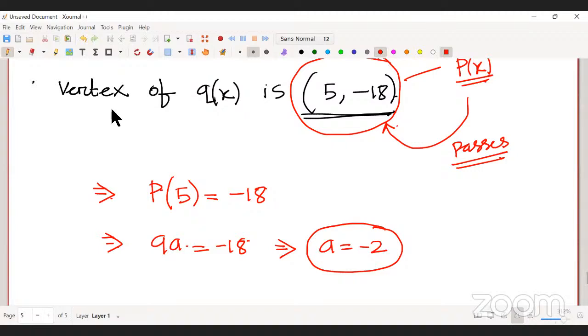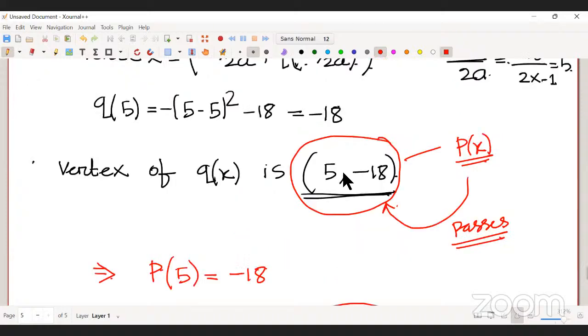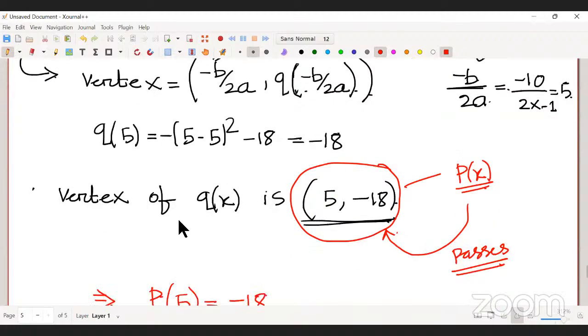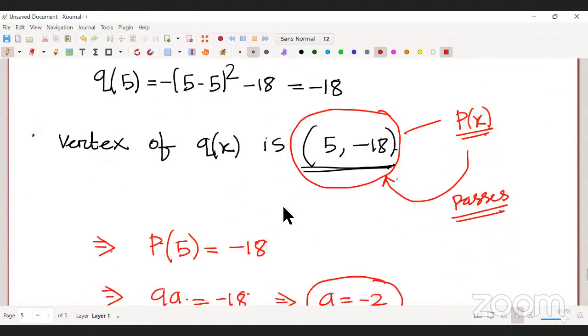Sir, how is p of 5 equal to minus 18? It is not clear. So it is given, right? Is it clear why the vertex of q of x is 5 comma minus 18? Yes, sir. And the next thing is, you know that p of x passes through this point, the point 5 comma minus 18, right?